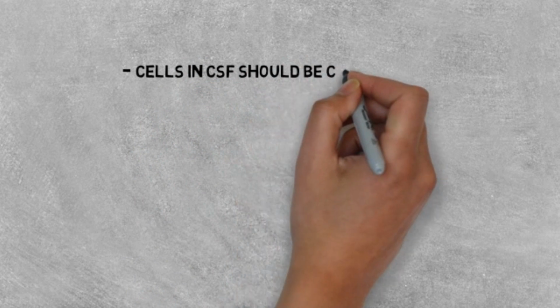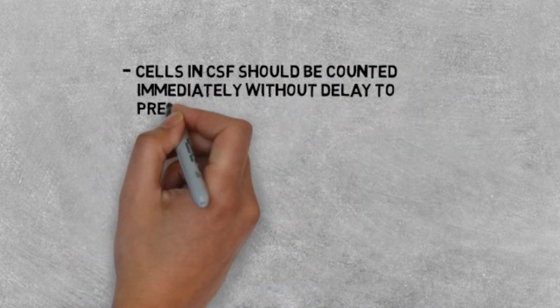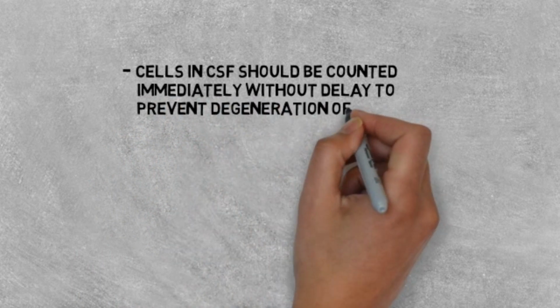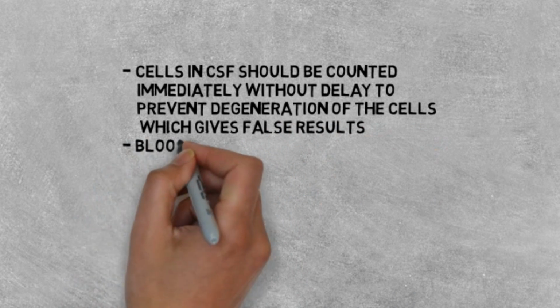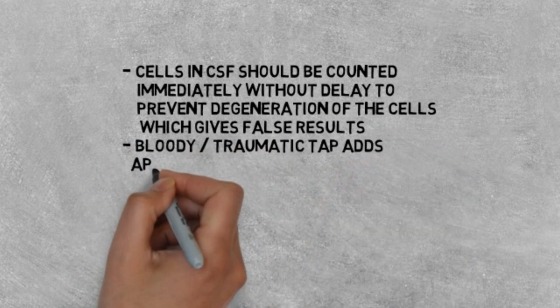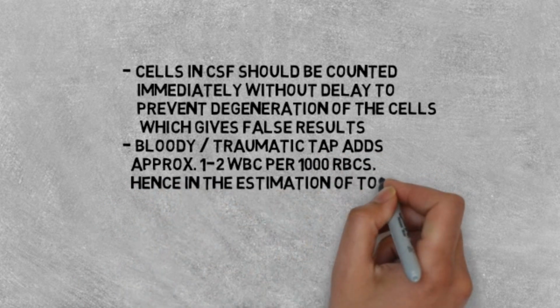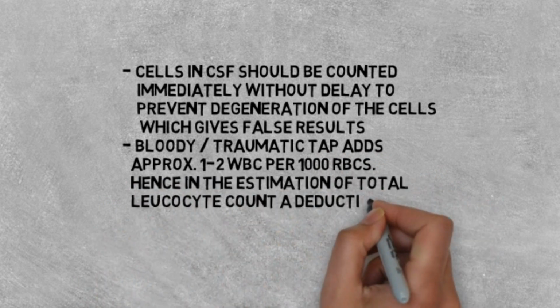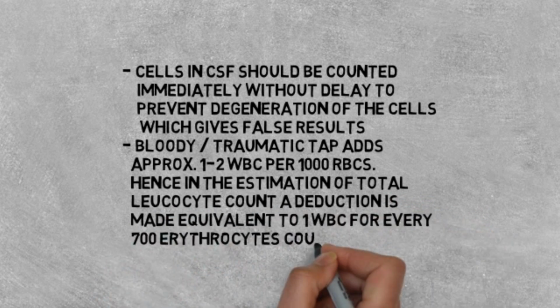Cells in CSF should be counted immediately without delay to prevent degeneration of cells, which gives false result. Bloody or traumatic tap adds approximately 1 to 2 WBC per 1000 RBCs. Hence, in the estimation of total leukocyte count, a deduction is made equivalent to 1 WBC for every 700 erythrocytes counted.